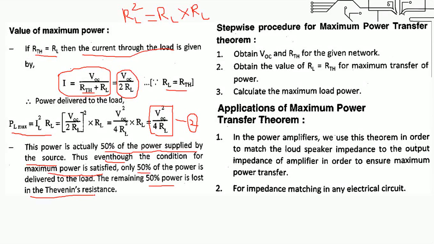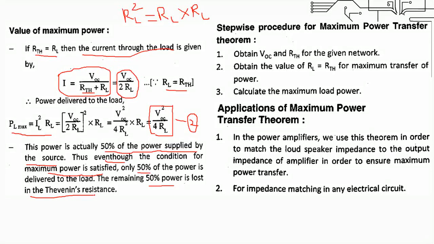That means in Thevenin's we were calculating open circuit voltage and Thevenin's resistance. In Norton's theorem we are calculating short circuit current and Thevenin's resistance. In MPT we are calculating open circuit voltage and Thevenin's resistance. So these are the 2 theorems which have the base of Thevenin's theorem. Hence, Thevenin's theorem is the most important theorem in network analysis, because both the maximum power transfer theorem and Norton's theorem are dependent on it.